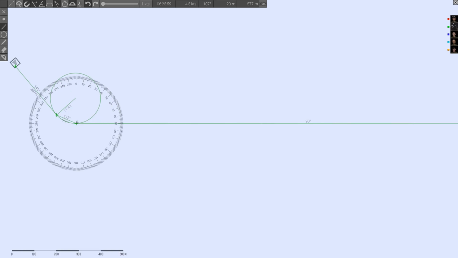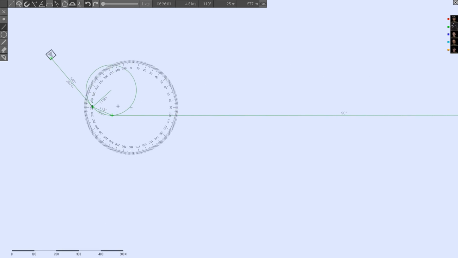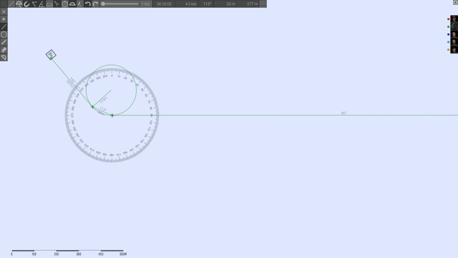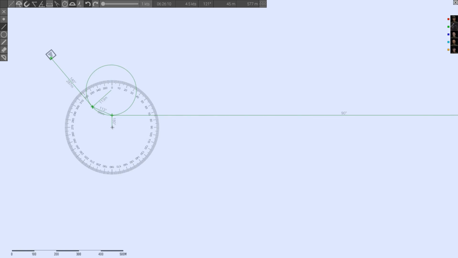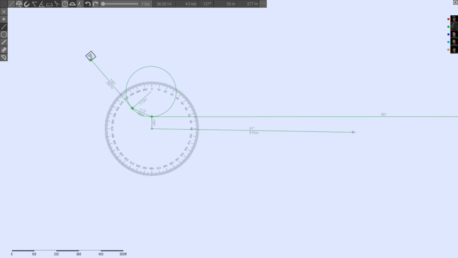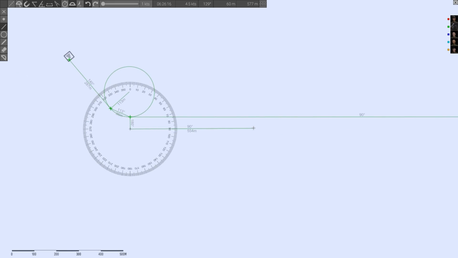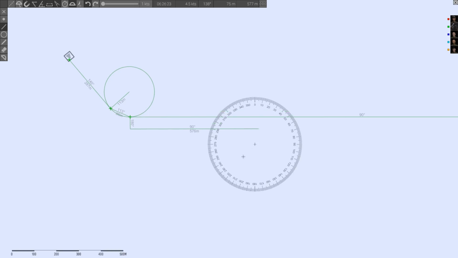Here's another thing I like to do. Instead of drawing on my course line to have lines on top of each other, I like to draw a little right angle line, and I make my course measurements off of that instead. So 577 meters is... that will be close enough for government work.